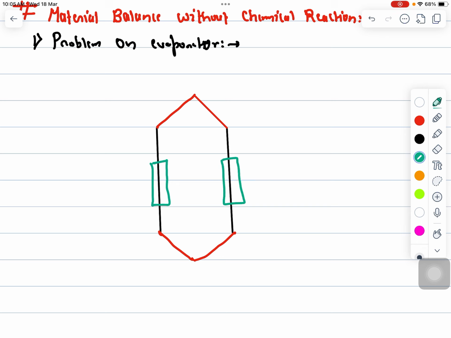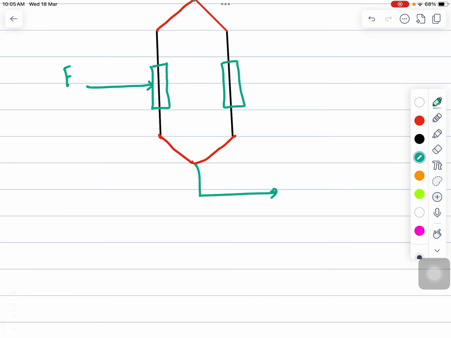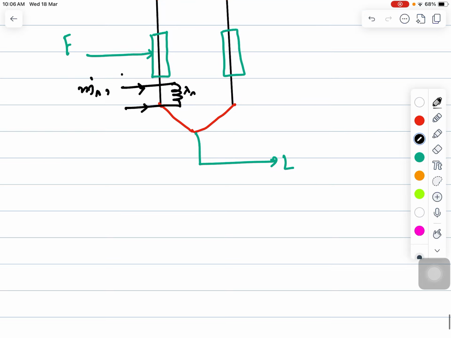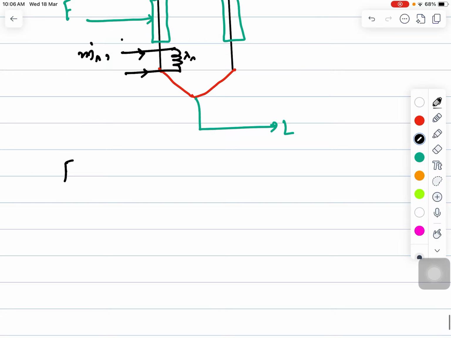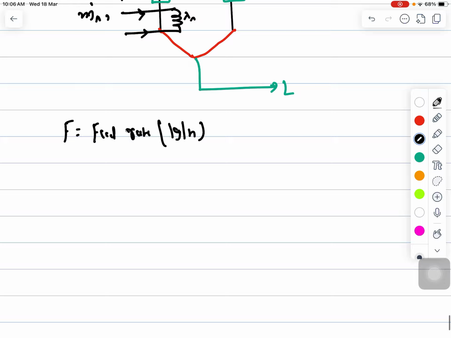Let's say this is the evaporator, and you add a feed into it. From the top you will see a vapor, and from the bottom the liquid. There is also a steam stream, m dot s, with lambda s. If we perform the material balance, let's assume F is the feed rate in kilogram per hour, because the evaporator unit operates in a continuous mode.